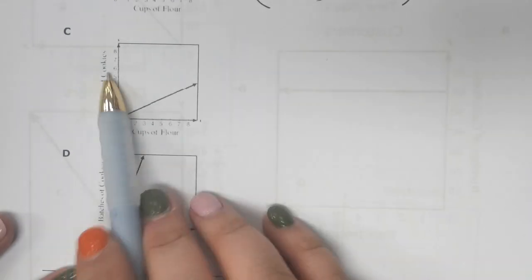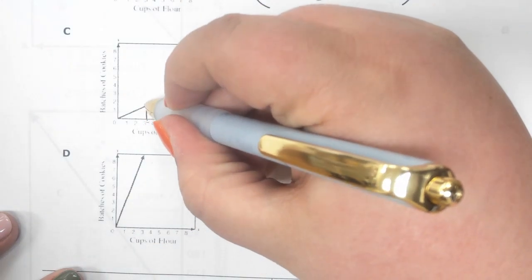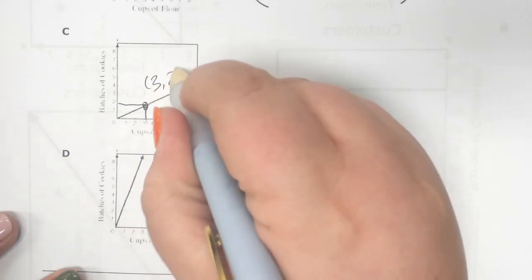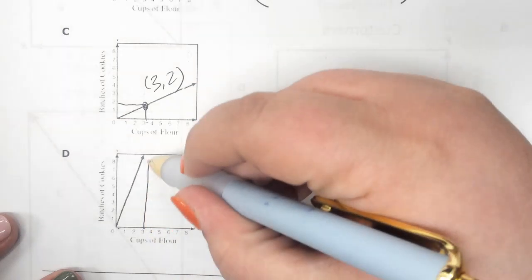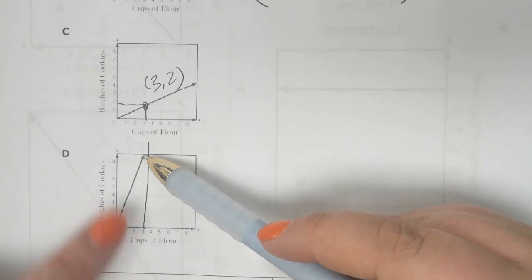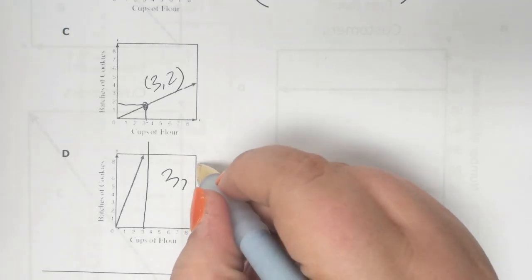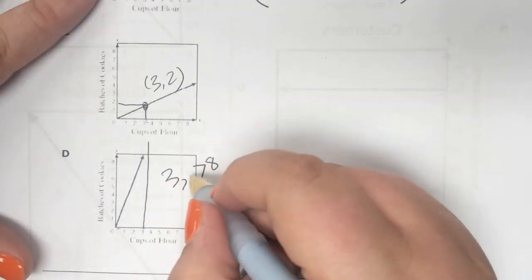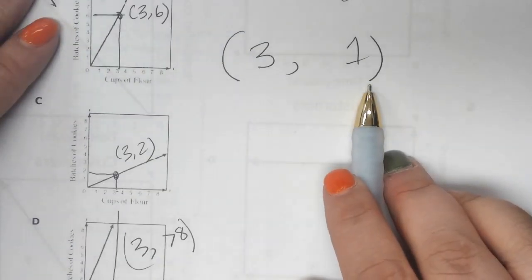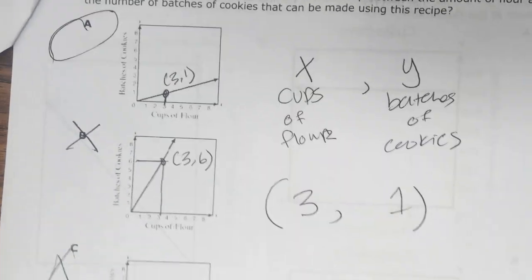And we've got letter C, so I'm going over to 3, and I'm going to just trace that up to the line. That happens at 2. This is 3, 2. And then for letter D, I'm going over to 3, and this doesn't even hit the line. So the line is actually going to meet at 3 cups of flour way up here, which is above 8. So this is 3, and then the y value is something bigger than 8. Well, that's certainly not 3, 1, so I know that's not my answer either. So the answer has to be A for number 1.